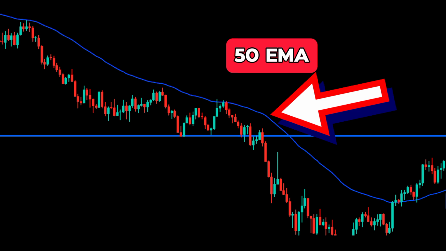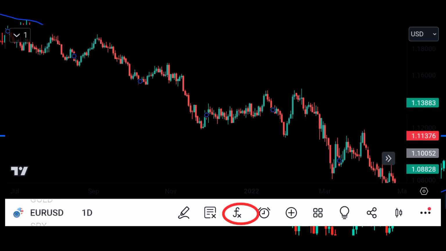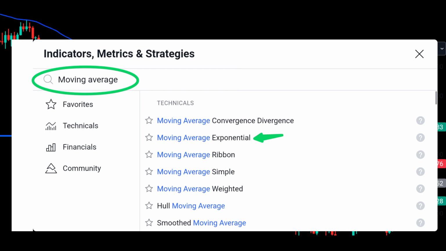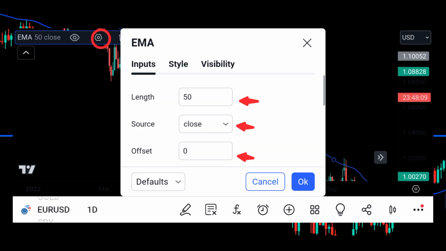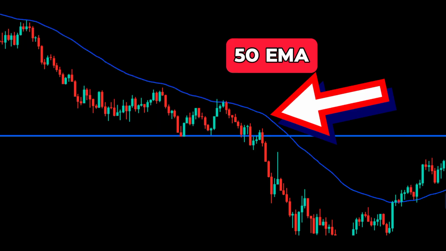For TradingView, click on the FX button on the chart and search for moving average. Then click on moving average exponential. When it's shown on the chart, you can click on the indicator to make changes. Now change the length to 50. The source should be set as close, and that's it. So simple. Leave the other settings as they are, and you will have a correct 50 exponential moving average on your chart.